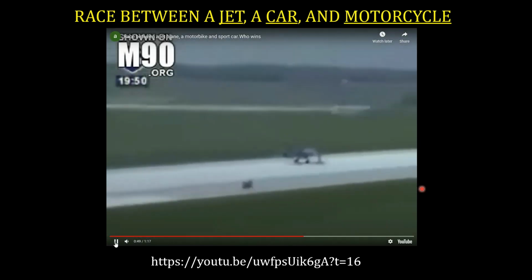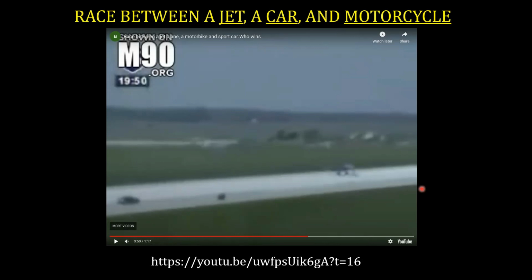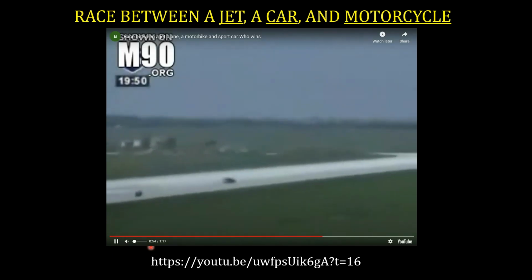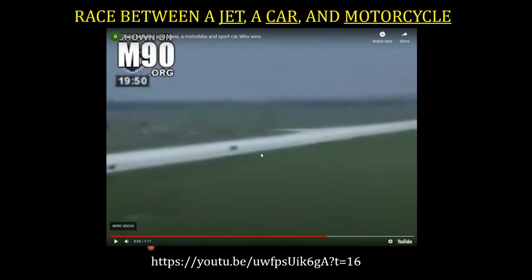Short time later, the jet clearly overtakes the motorcycle. So if the finish line was there, the jet certainly wins. And even though it's not winning, the car does eventually overtake the motorcycle, so it would come in second place, depending on where we ended the race.